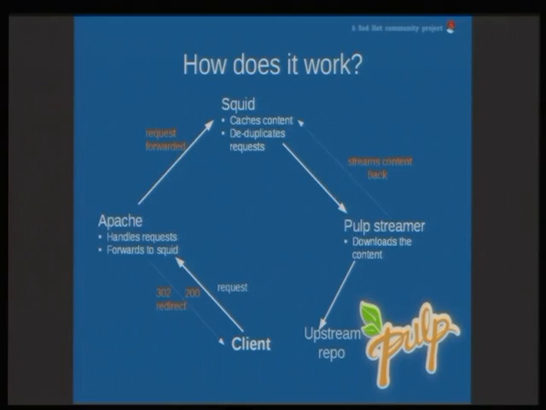What does it mean? It means that, for example, we have 100 clients that simultaneously decided to ask for the same package. And so there are 100 requests. Squid looks at them, deduplicates them, and practically it makes only one request to the streamer to download this package. So we will not be in a situation where the same package is downloaded 100 times.